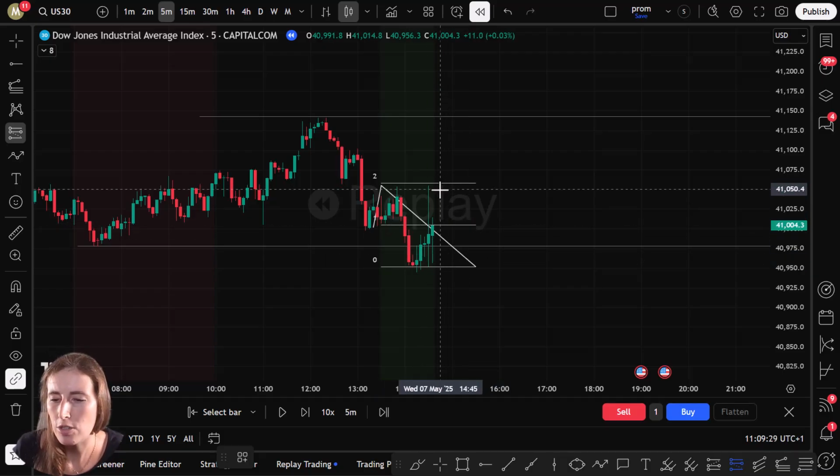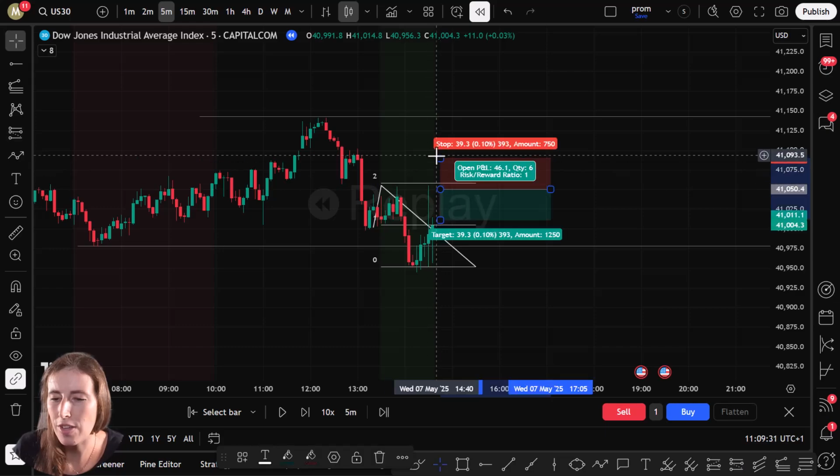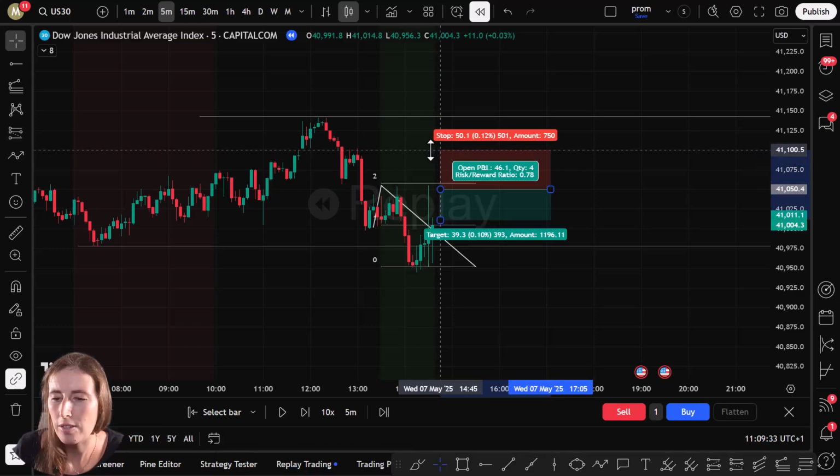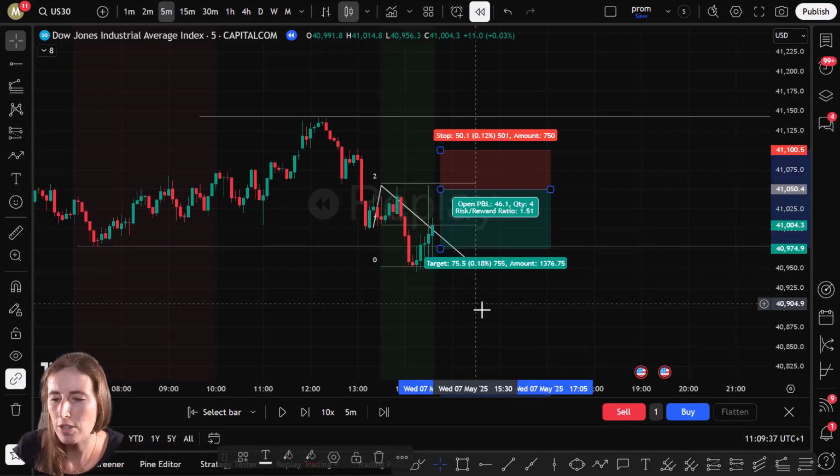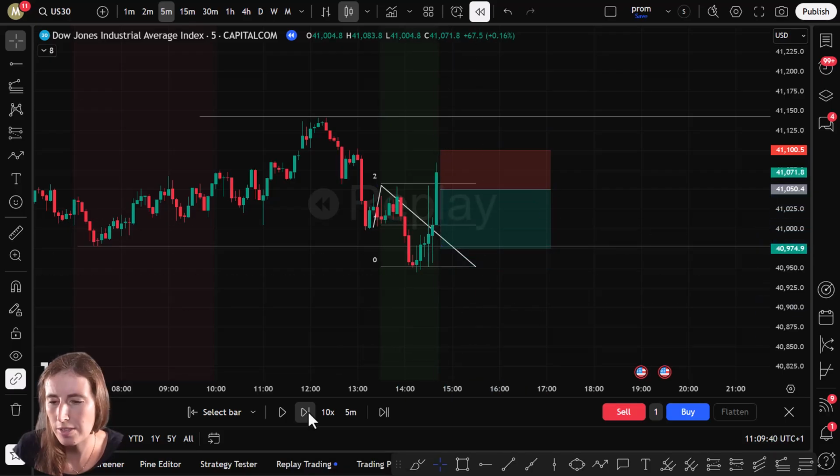So I'm going to set a short just underneath that level with a stop above this structural point. And I'm just going to set a 1.5R target. See if we get triggered. Okay, so I'm triggered in.